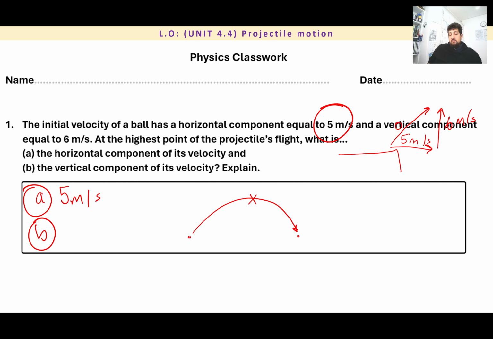B. What is the vertical component of the velocity? No, that's going to change. At the highest point, we should always remember, the vertical component of the velocity is 0. And the way I remember this is I think about throwing an object up in the air, because that's also vertical, that's projectile motion. Look, if you slow down the video, you can see that the object stops and then comes down. So it's 0 at the highest point in the vertical component.